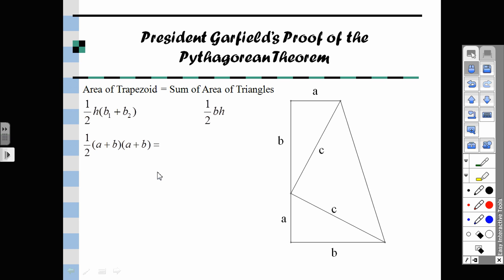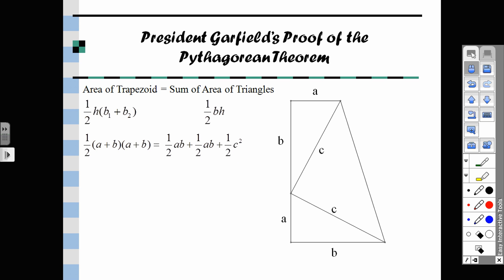Okay, so then we have to do the area of the three triangles. Well, this triangle right here, here's our base, here's our height, 1/2 ab. Second triangle down here, here's our base, here's our height, so 1/2 ab as well. Then if we look at this triangle, this is our base, this is our height. So 1/2 c times c, which is c squared. So at this point, now it's just a matter of simplifying both sides to see what we get.